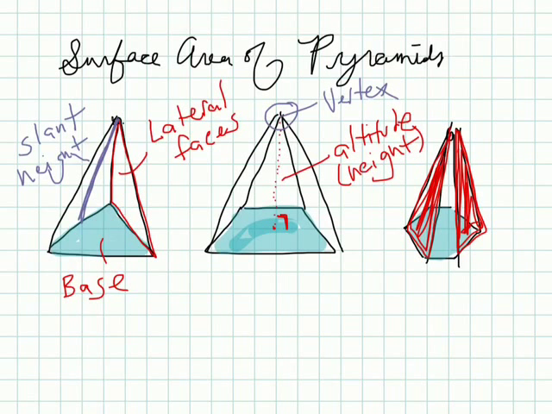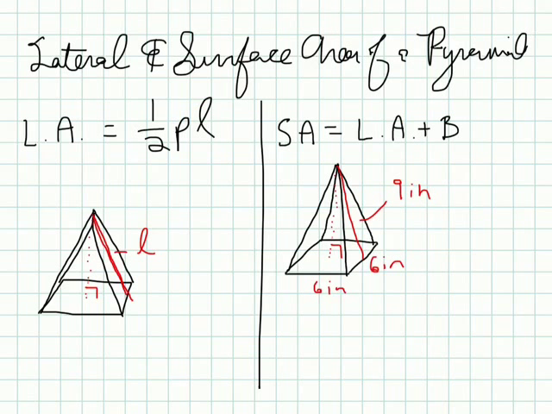And I think that's it. Okay, well now let's look into how to find the lateral and surface area of a pyramid. In order to find the surface area of a pyramid, we must first find the lateral area. And the lateral area is half of the perimeter of the base times the slant height.